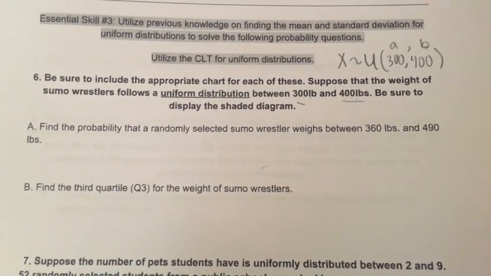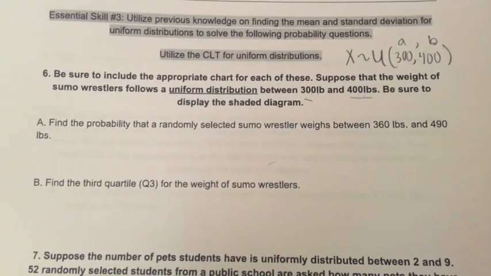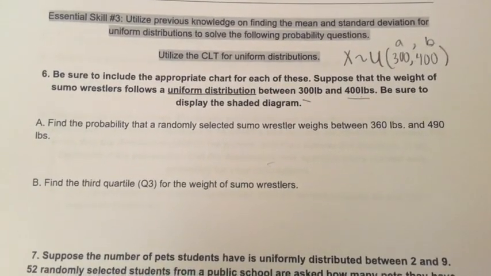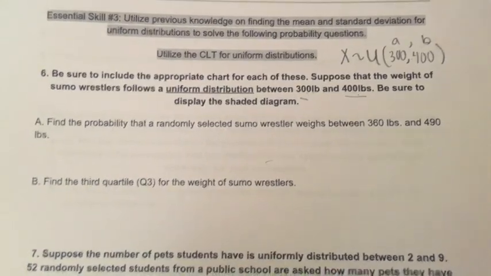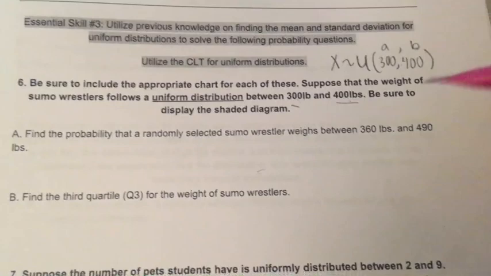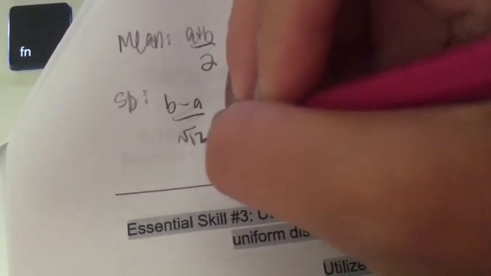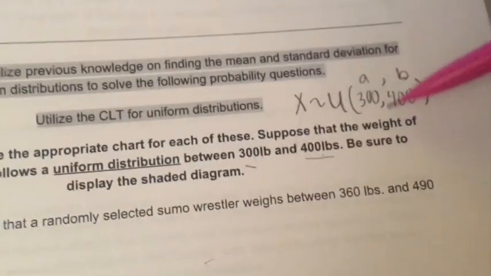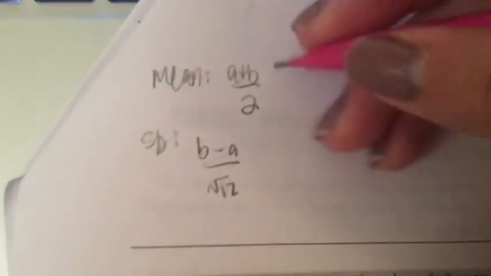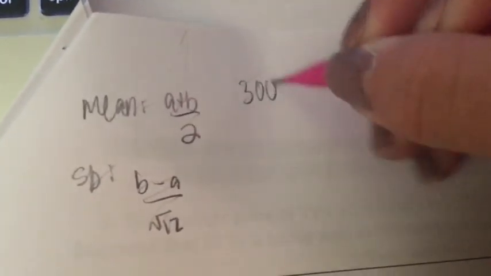And if you want to solve this, if you want to turn the uniform distribution into a normal one, then that's when you're going to have to first find the mean and a standard deviation. And so to find the mean, it's going to be A plus B divided by 2. And then your standard deviation is going to be B minus A divided by the square root of 12. So your A is 300 and your B is 400.